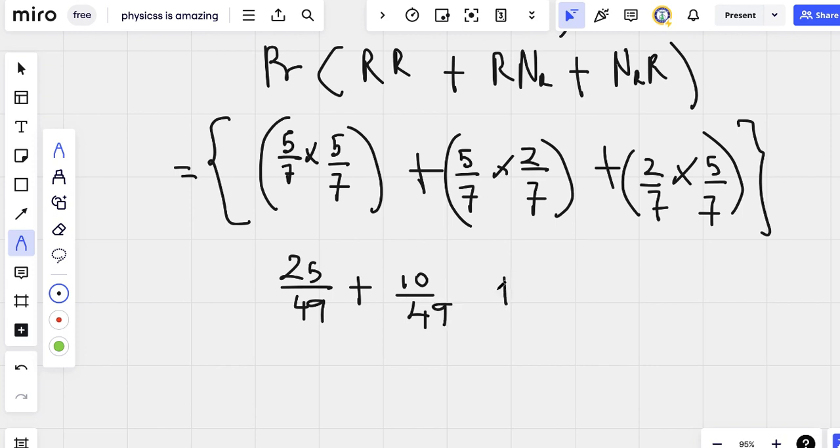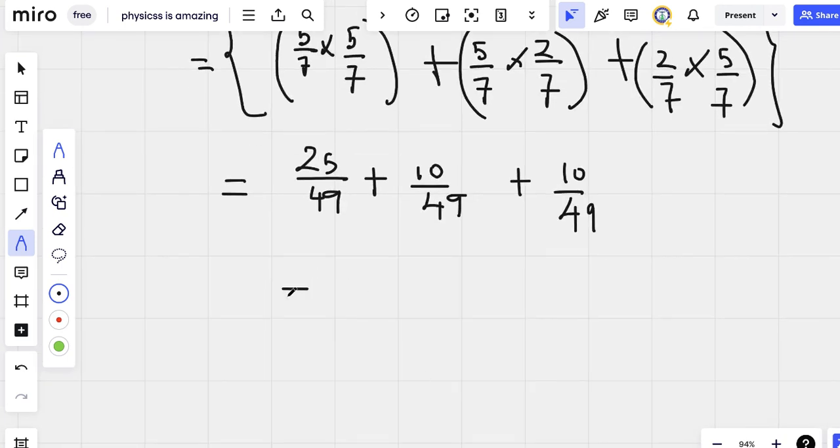Plus, if you multiply this, it is also 10 over 49. So what it means is they have the same denominator. We're going to have our denominator in our final answer. We write that 49 as our denominator, right? You write 49. Then you add all the numerators together.